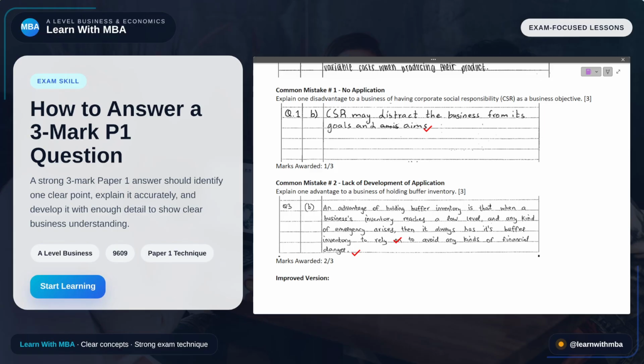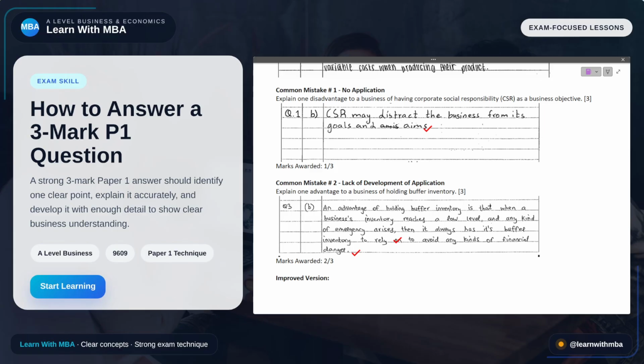So this is a very important lesson that you guys need to learn from this script, is that a correct point on its own is usually only getting you 1 mark, right? Without development, without application, you cannot get a 3 out of 3. So you must always put your answer in a business context, right? And lastly, if you look at the last question, that is, okay, explain one advantage to the business. So the question was, explain one advantage to the business of holding buffer stock.